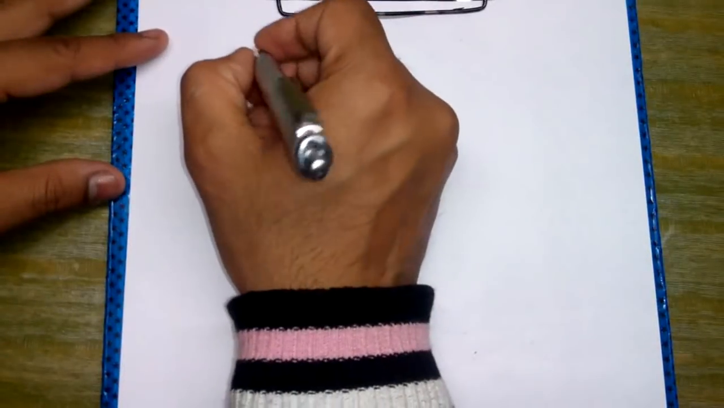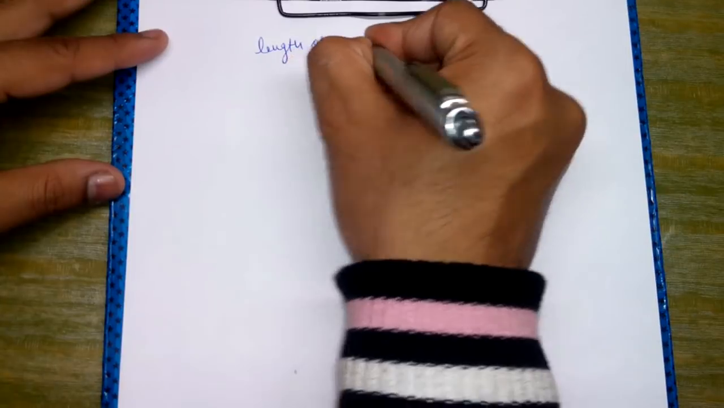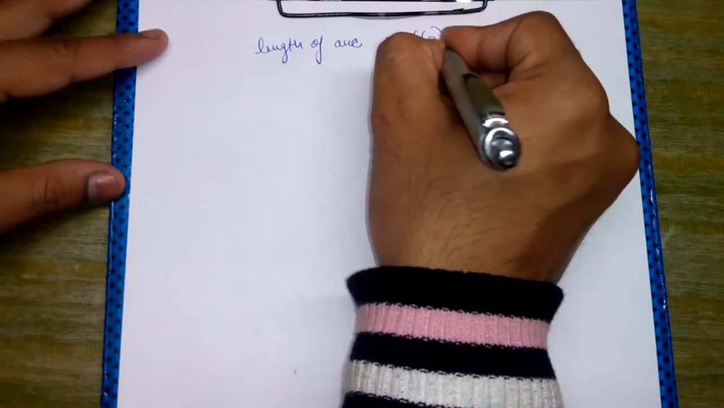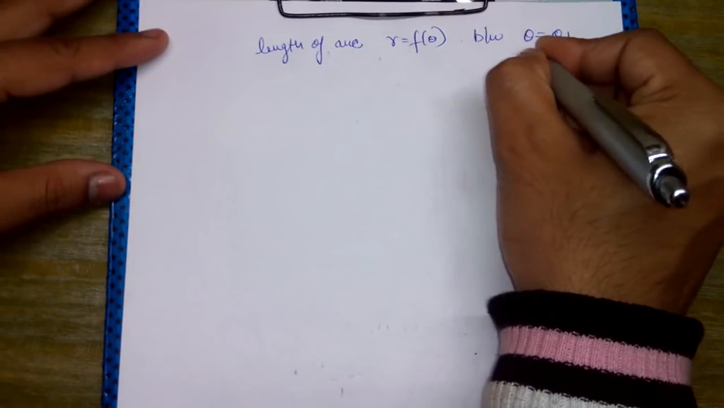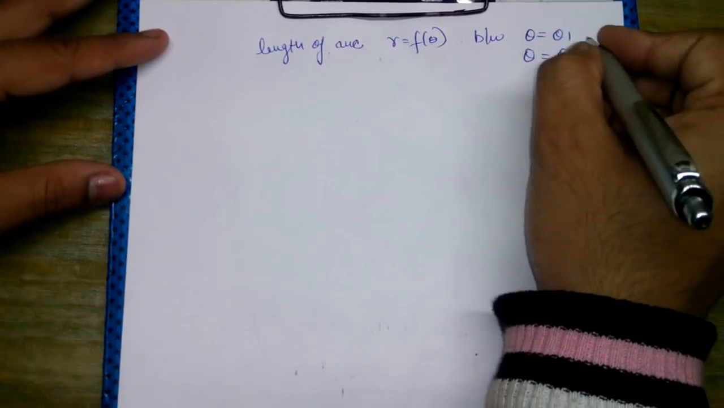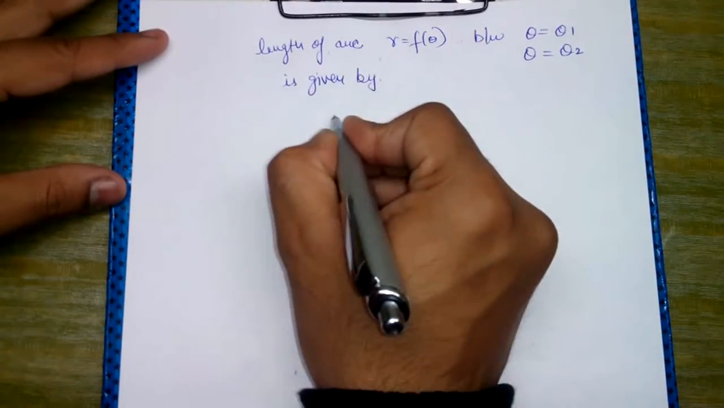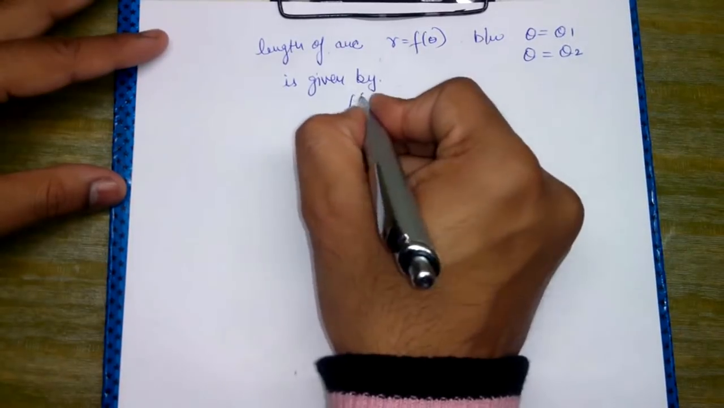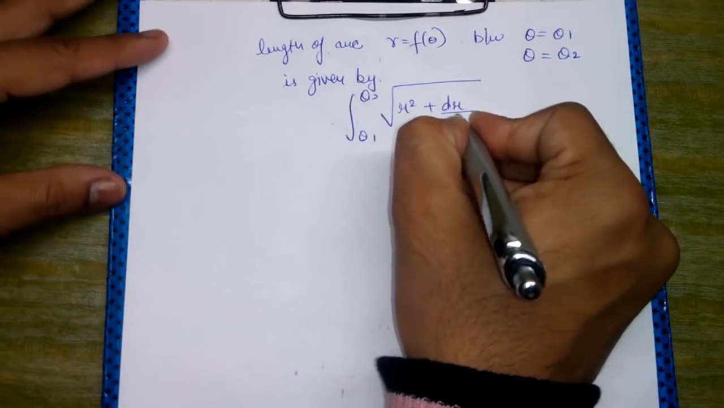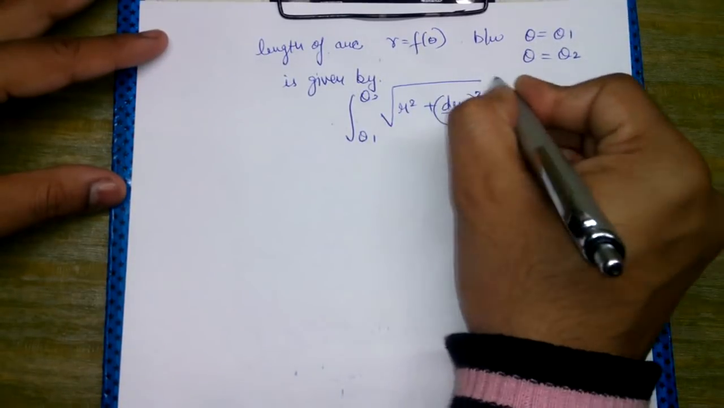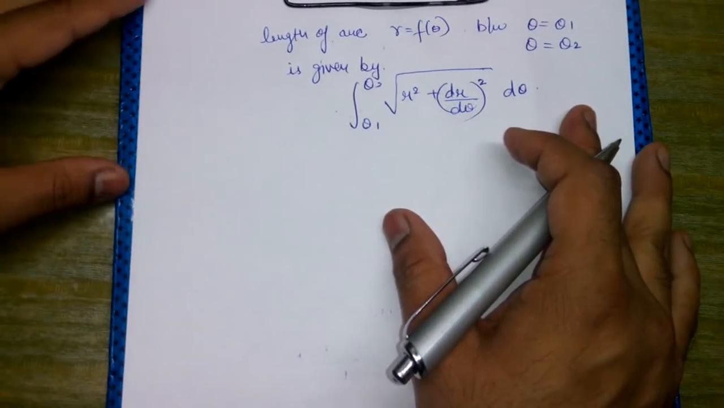Now we have another important case, that is, the length of the arc r equals f of theta between the points theta equals theta 1 to theta equals theta 2, which is given by the integral from theta 1 to theta 2 of under root r square plus (dr by d theta) whole square d theta. So this would be the length of the arc.